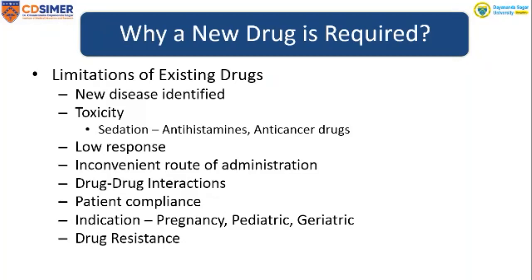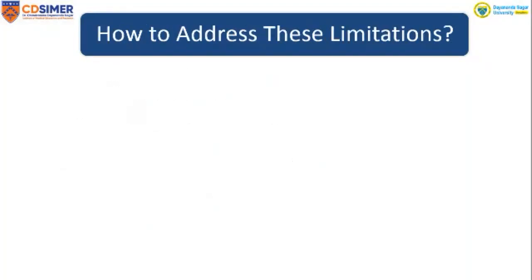So then patient compliance, additional indications like pregnancy, pediatric and geriatric indications. And then drug resistance. So in all these conditions, we require new drugs. Okay, so hope all of you understood. Now you will write this answer in your answer paper. Now let me discuss how to address these limitations.